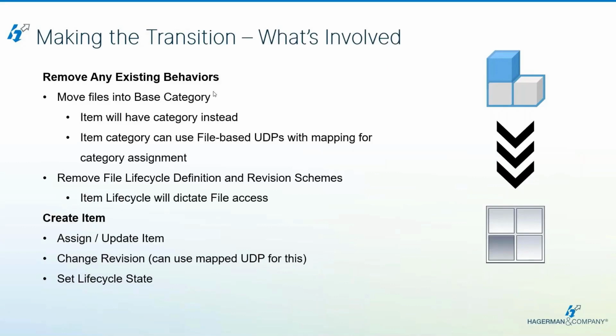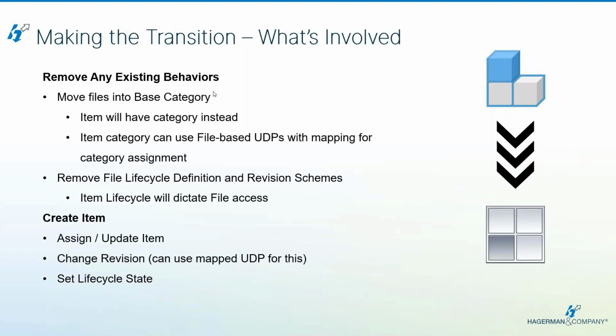So in order to get from file behaviors to item behaviors, you don't have to do it this way, but this is the way I would say the workflow works best and is the smoothest. Typically, you would want to remove any behaviors on the existing files. You might want to move the category to the base category. The item could carry the category that the part or file should otherwise have, because we're talking about going from a file, right?